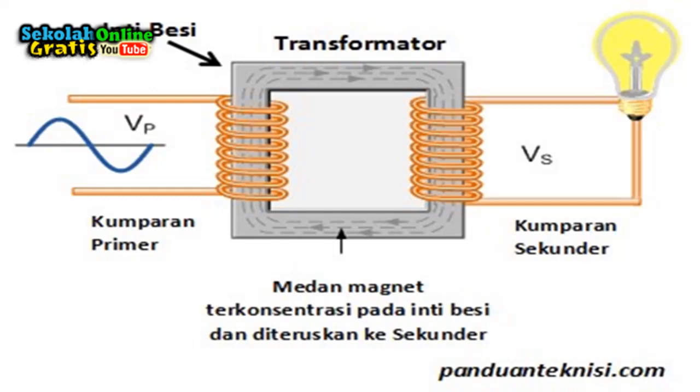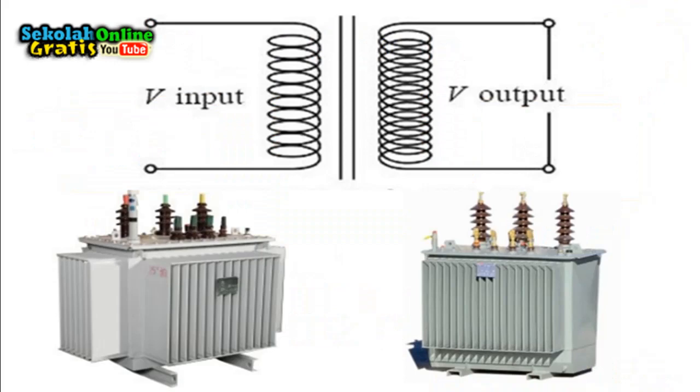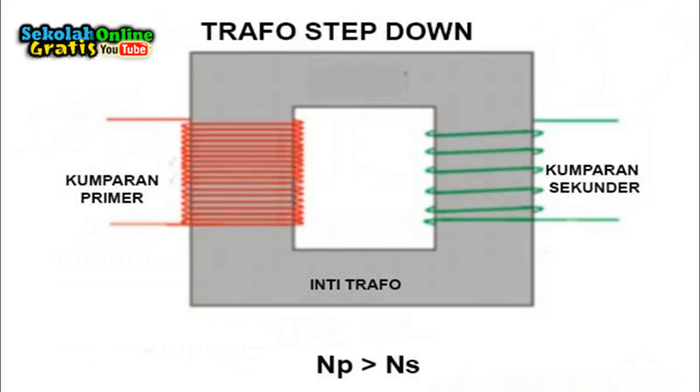The primary winding that gets AC voltage induces the iron core to become a magnet. Changes in the direction of the AC current make the magnetic field formed vary, resulting in an AC voltage at the ends of the secondary coil.